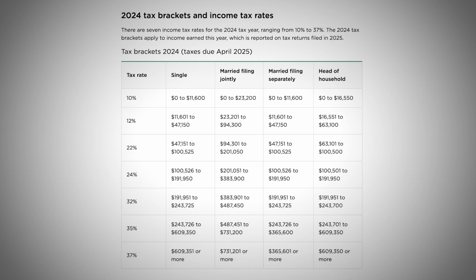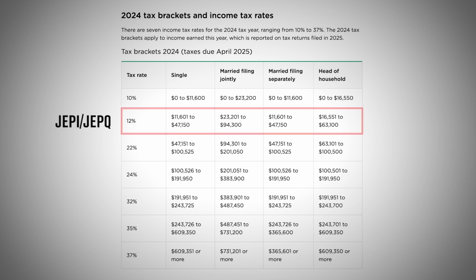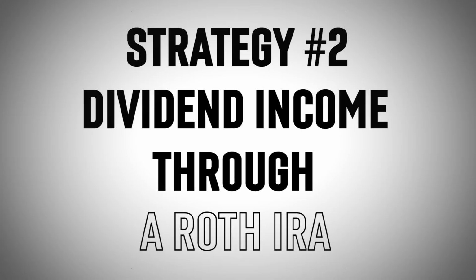Just be aware, if this were any non-qualified dividends like JPI or JPQ, that would have been taxed at the ordinary income rate, which would have been 12%. Even though the rate will be better than non-qualified dividends, you're still going to have to pay some taxes. The next strategy I'm about to show you, which is my favorite, you can avoid that entirely, and it just makes the most sense in order to get dividend income, and that is through a Roth IRA.